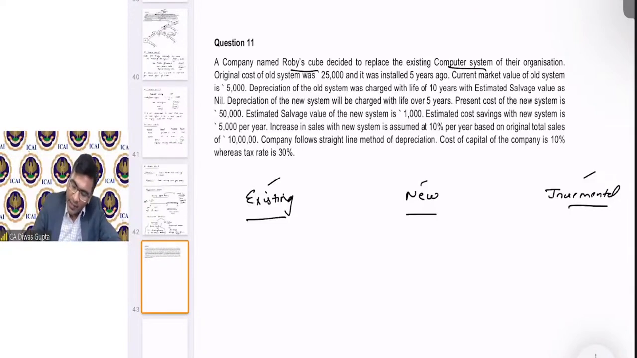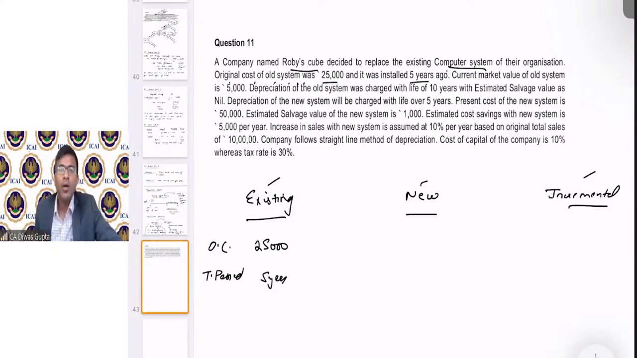Okay. So it says that a company named Robbie's Cube decided to replace the existing computer system of their organization. Original cost of the old system was 25,000. I'm putting it for my own reference, right? It's not part of the answer as such, but I'm just putting it for my own reference. And it was installed 5 years ago. So time passed is actually 5 years. Okay, I can understand that 5 years depreciation would have already been done on 25,000. Current market value of old system is rupees 5,000. So today, if I go and sell this, I will get 5,000.